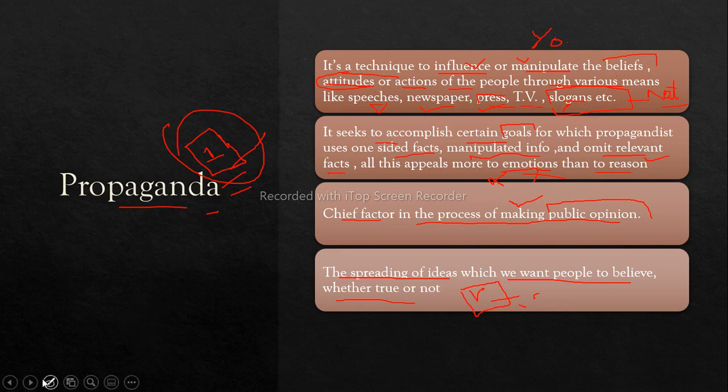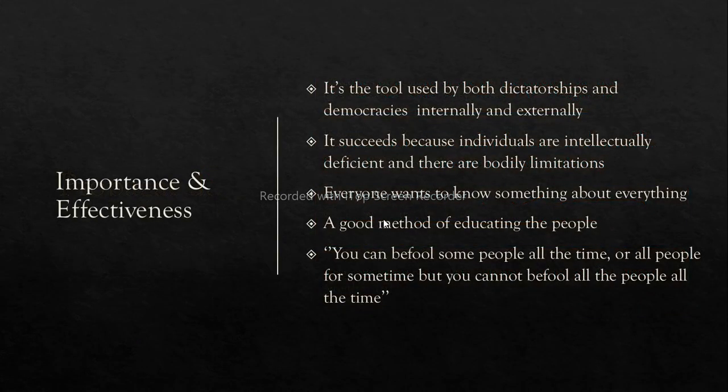So this is how propaganda works. Let's get into the depth. Now, the importance and effectiveness of propaganda. In the modern world, no one can deny the effectiveness of propaganda. Everyone is using propaganda. In the modern world, whether it's a dictatorship or a democratic government, they are both using propaganda internally to manipulate their own native people, and externally against the foreigners.